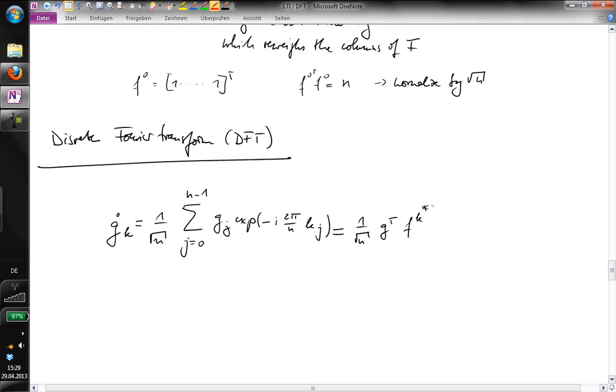And secondly, note that there is a complex conjugation there, because the Fourier basis function is e to the plus i, etc., and here we have an e to the minus i, etc. This is why I need this complex conjugation.